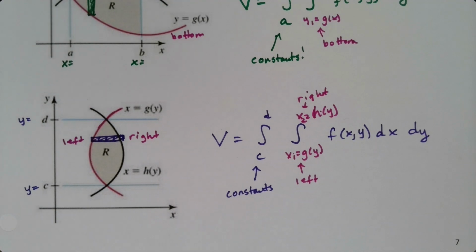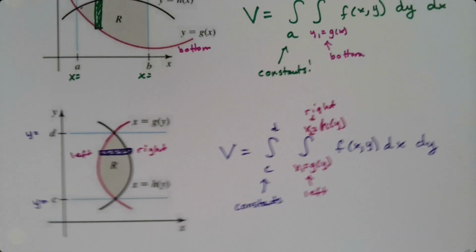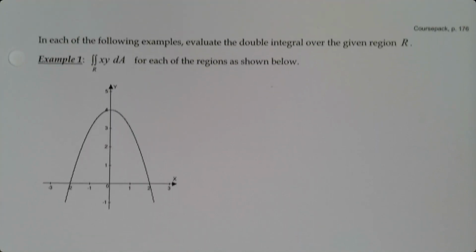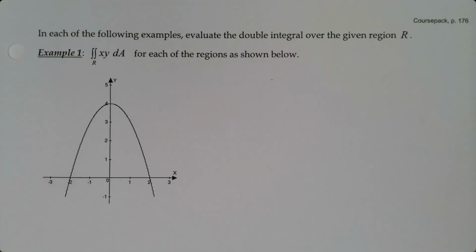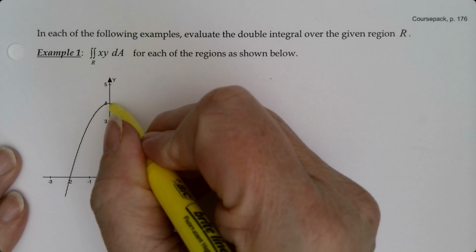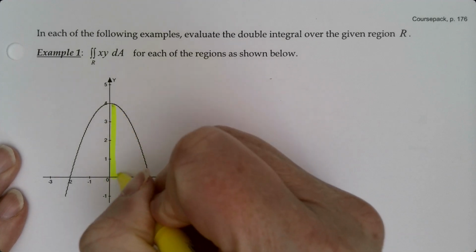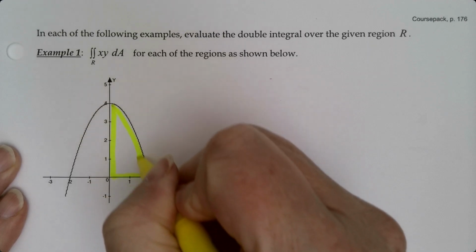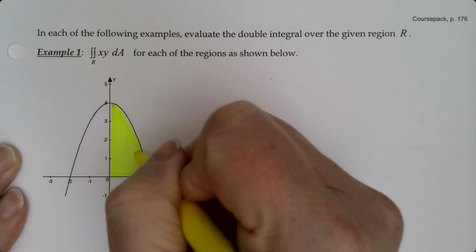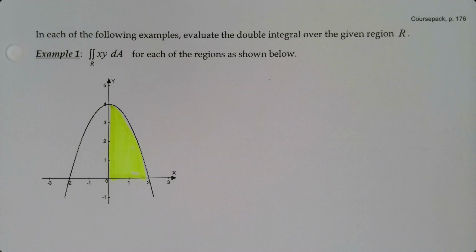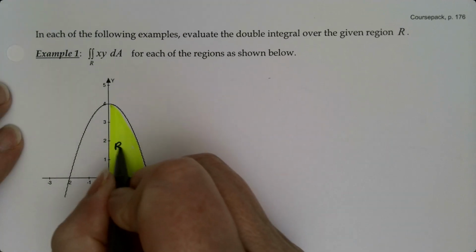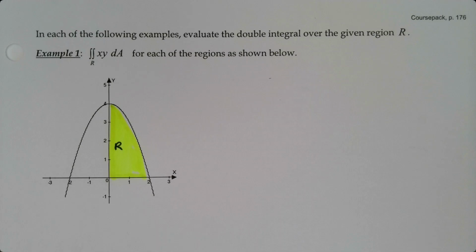All right, that's the theory. Let's see how it works in practice. So for each of the following examples, evaluate the double integral over the given region R. And there were no given regions, so let me put them in here for you. So this particular one is going to have the region right here. So region R is going to be right there. All right, let's work with that one just for starters, and then we'll go to the other one.